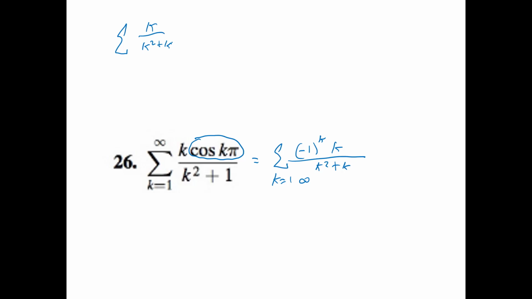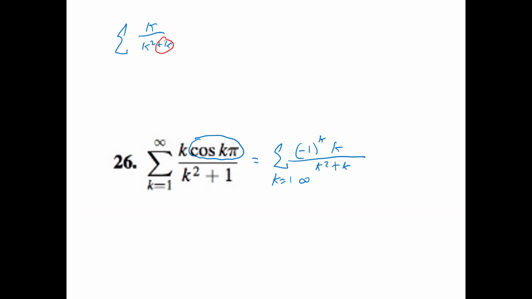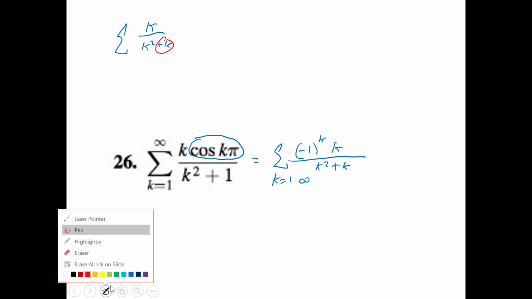Okay, and so again, what I told you is that you can pretty much ignore all but the fastest growing terms in the numerator and denominator. So we can ignore this plus k here. And if you ignore that, you just end up with k over k squared, which is 1 over k again.